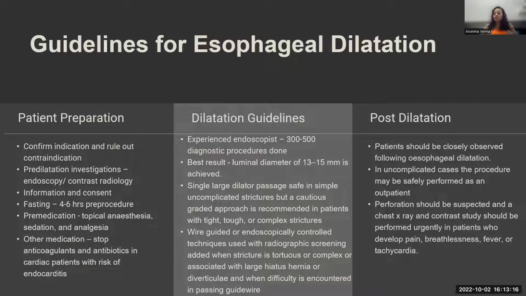Graded approach means that you use a thinner bougie and then you go ahead with the larger diameter bougies. Wire-guided or endoscopically controlled techniques using radiographic screening should be added whenever the stricture is tortuous or complex, or associated with a large hiatal hernia or diverticulae, or when you are finding difficulty in passage of guide wires. So here, fluoroscopic guidance is recommended.